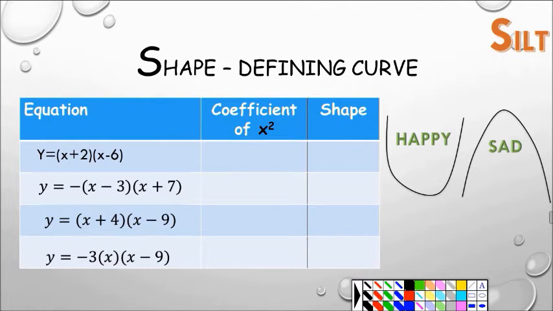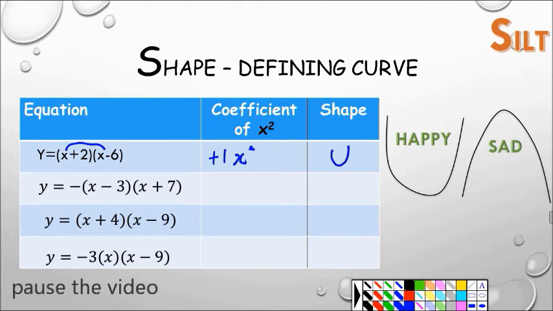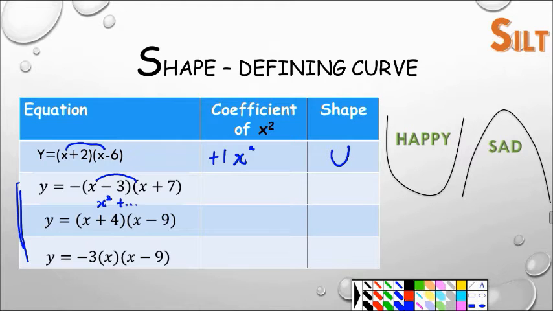Now is practice time. So the first example, we know that when we expand, we have x squared and this is a plus 1. So it's a happy curve. Pause the video now and do the following 3 examples. Alright, time to check the answer. Now when I expand x and x, I will have x squared plus something. But because there's a minus outside, when I expand again, I will have negative x squared. So this is a sad curve.